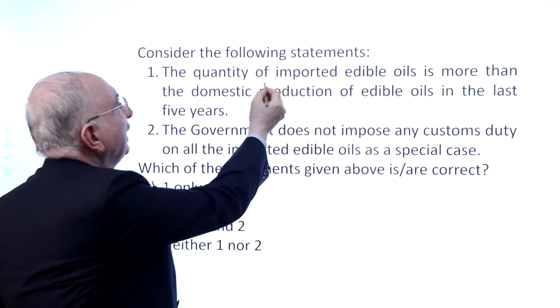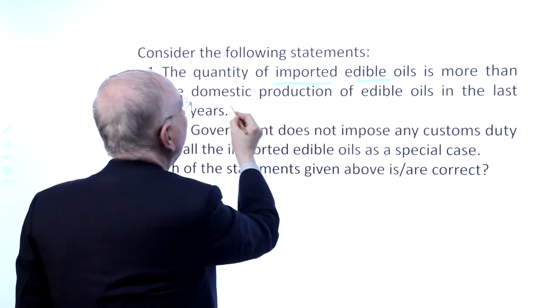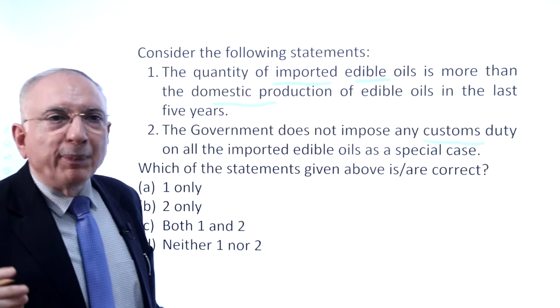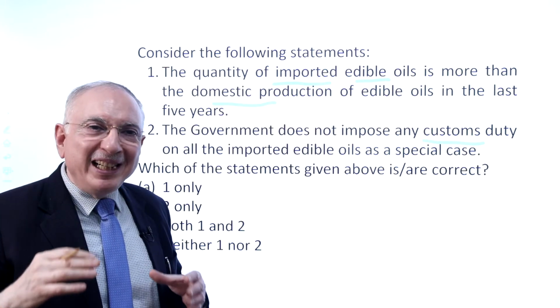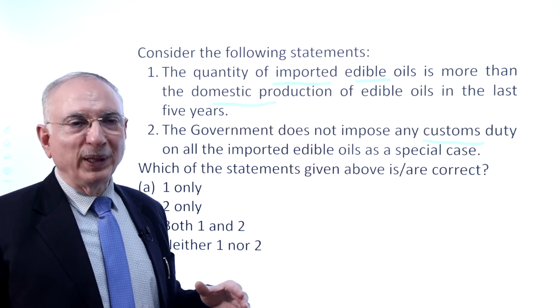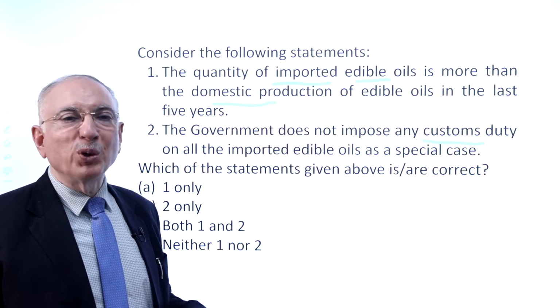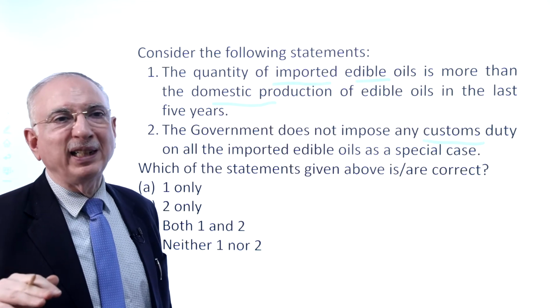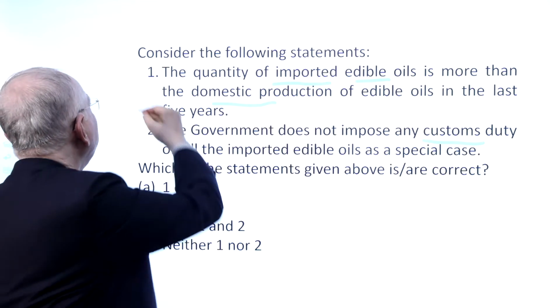Here the important points are import of edible oils, domestic production and custom duty. Demand for edible oils in India is significantly higher than the domestic production, leading to dependence on imports to the extent of about 60% of the requirement. Hence, statement 1 is correct.